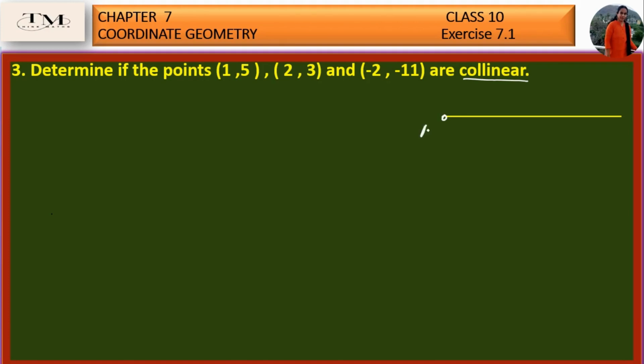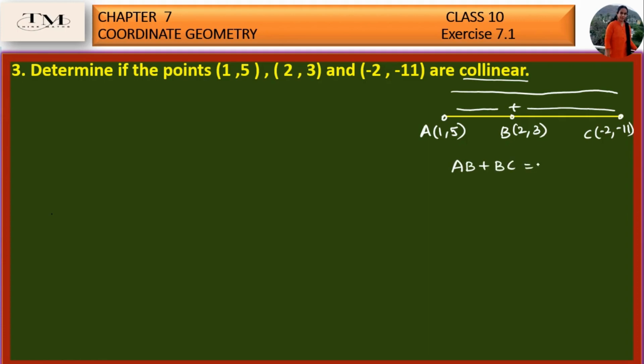Suppose the points are A of 1, 5, B of 2, 3 and C of minus 2, minus 11. If it is collinear and you find AB plus BC, then it will be equal to AC. So if it is collinear, AB plus BC should be equal to AC. This is the condition for collinearity. So let us check this condition.